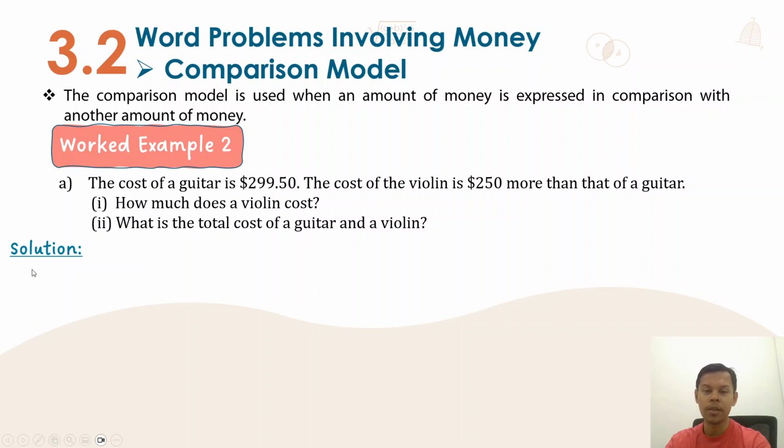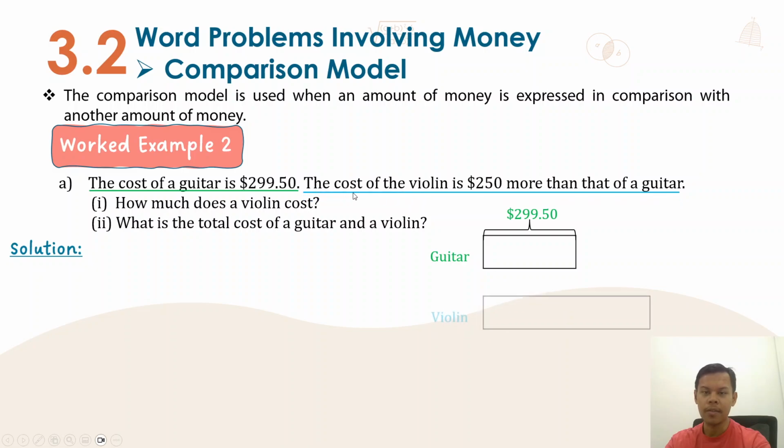So what do we need to do here? First, let's read the sentence. The first sentence, just draw one rectangular box, label it as guitar. It's going to be $299.50. And then the second sentence, we must draw from the same starting point. Let's just draw the same box but extend it further because the cost of the violin is going to be 250 more than the guitar. So label this part over here 250 more from the guitar.